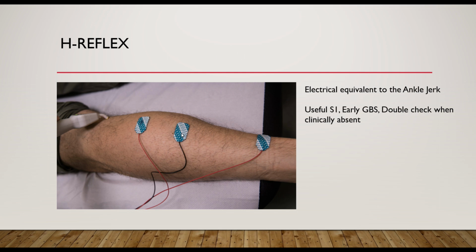It will start to contract, and then what will happen is, as the impulses increase, and I'll show you this momentarily, there will be some degree of collision, and those will come off, and the motor responses will become more prominent. And it's quite a useful technique, particularly if one's looking at S1 roots or early Guillain-Barré, or just as a double check perhaps when the reflexes are clinically absent. One can often detect them electrically as a more subtle event.